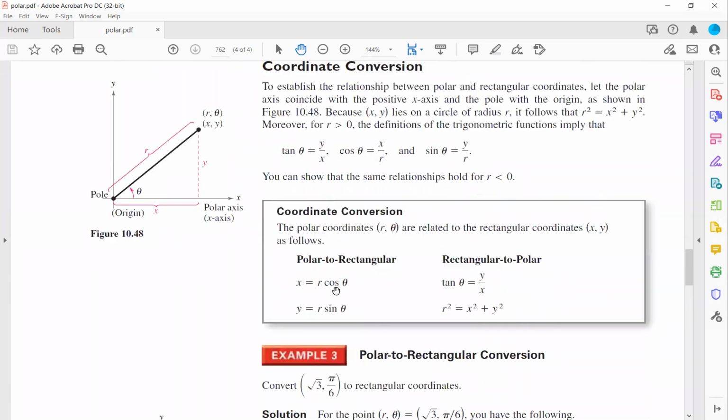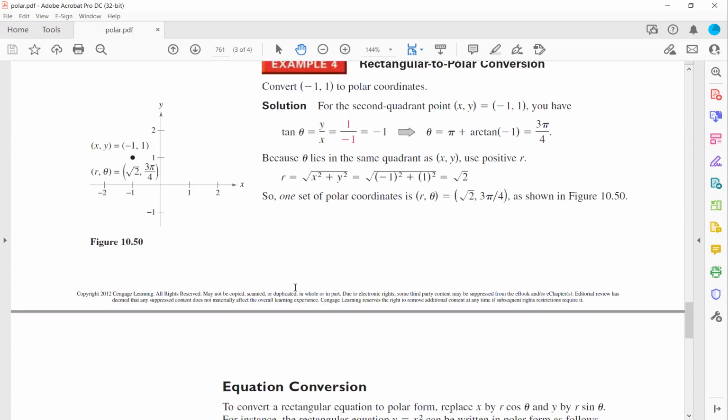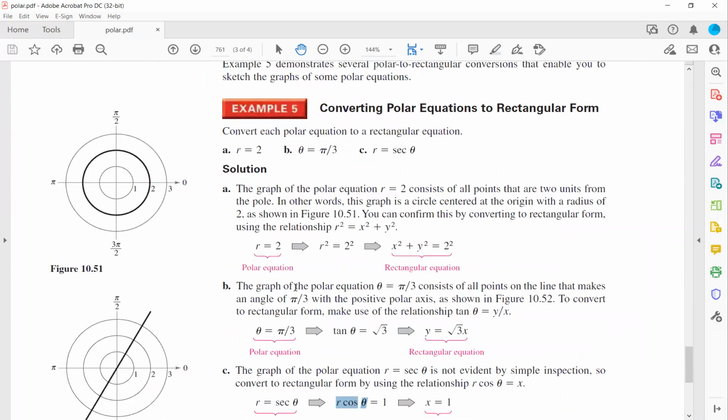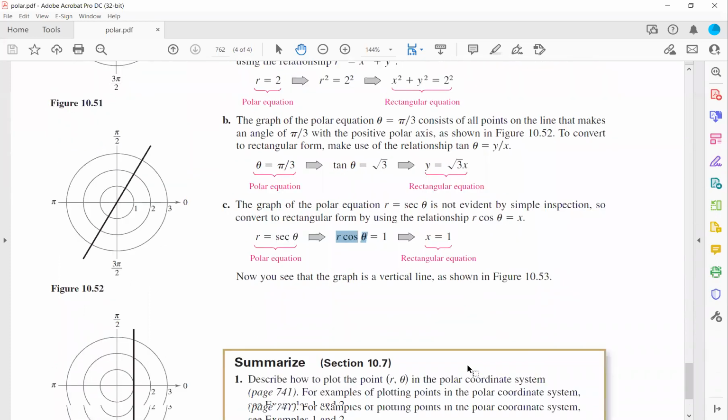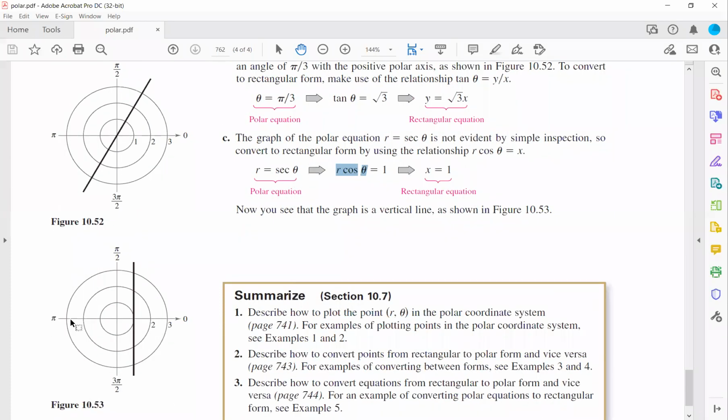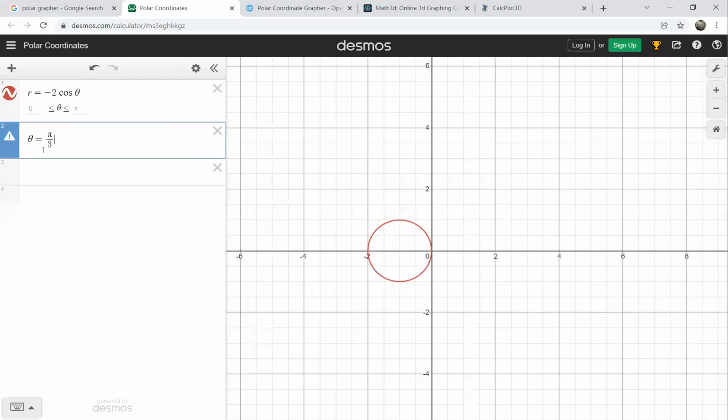Take a look at the conversion that you memorize. X is r cosine theta. Wherever we see r cosine theta, we can substitute that by x. So here we have r times cosine theta, which is x, equals 1. Okay, x equals 1. Well, we already know that this is a vertical line. X equals 1 is the same as r equals secant theta.